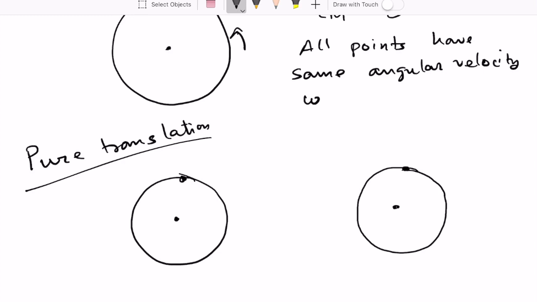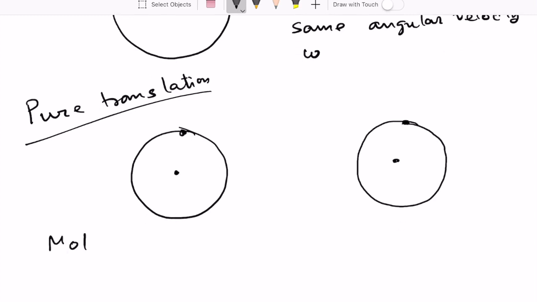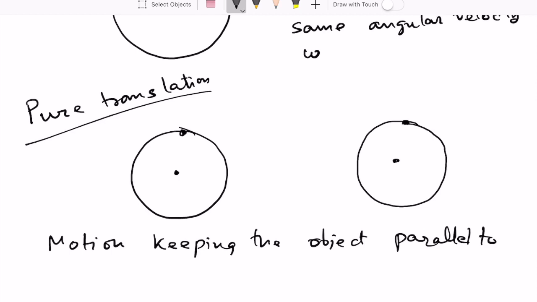So translation means moving an object parallel to itself, always keeping it parallel to itself. It has nothing to do with the English meaning of the word translation. It's a mathematical term. So I'll just write this down. Parallel to itself just means you're not changing the orientation of the object at all. You're just moving the object as a whole.